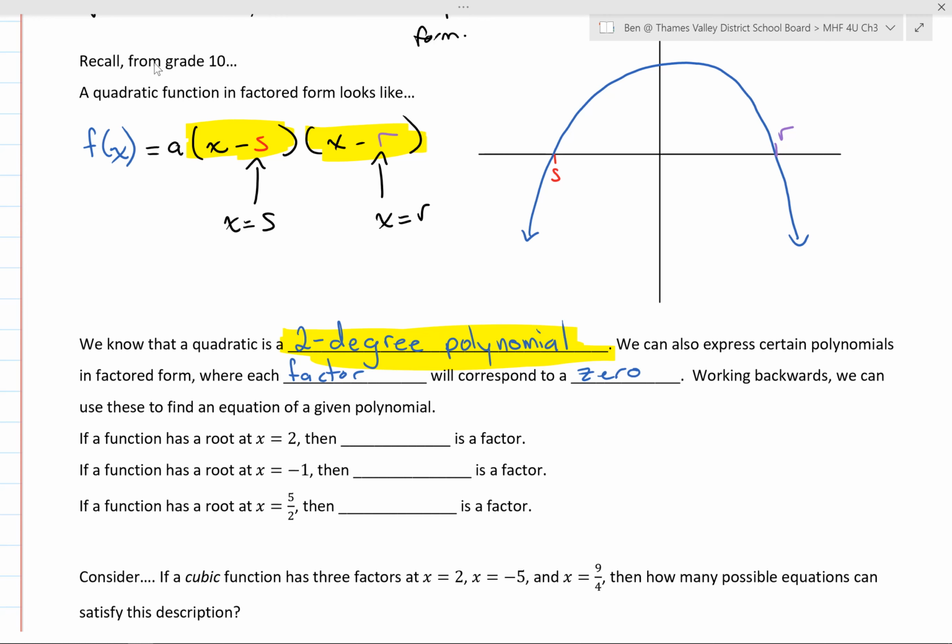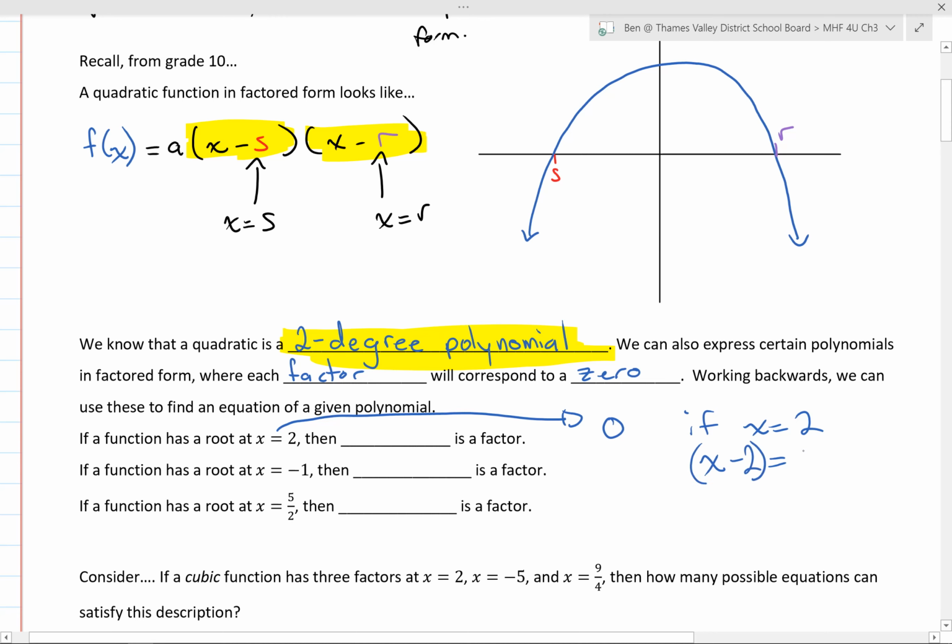So let's say a function has a root at x equals 2. Then that is like saying our function will equal 0 if x equals 2. And that means we could rearrange x equals 2 to isolate for an x. That means x minus 2 equals 0. That could set our function to 0. So x minus 2 is a factor.